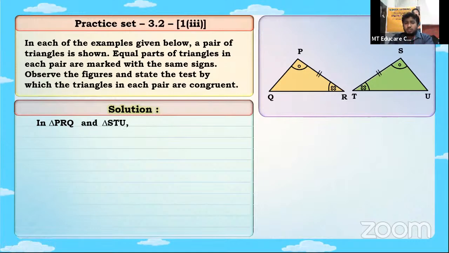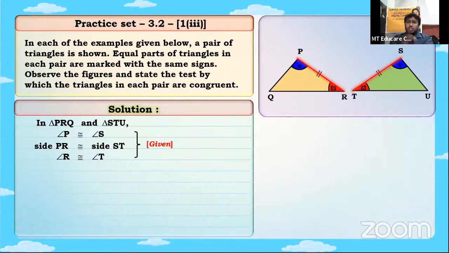Now students, observe this. You have angle P congruent to angle S. Okay. Next, segment PR is congruent to segment ST. And angle R is congruent to angle T. That means all the information is already given in the figure. Identical marks were given. Okay. Students, tell me, you have two angles, angle P and angle R, and the included side between them. So tell me, students, the triangles will be congruent by which test?